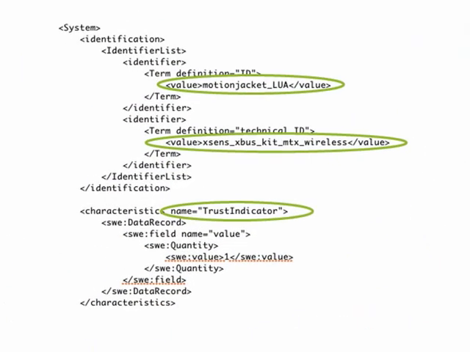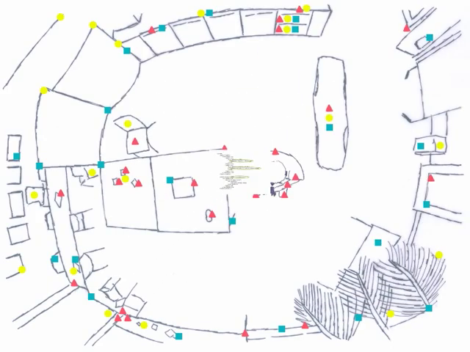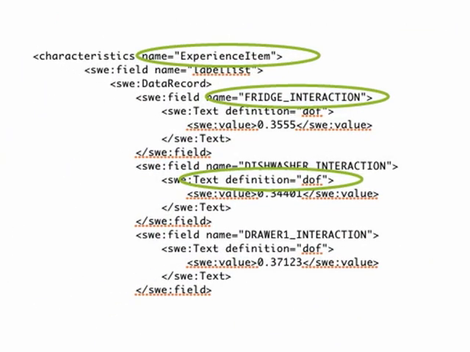As exemplarily shown with the motion jacket left upper arm X-Sense sensor, the self-description is split into a dynamic part that holds the information valid for this very sensor entity, like the sensor ID, its technical ID, and the trust indicator. Additionally, in so-called experience items, the information about the used machine learning techniques and the labels the sensor can be used for and to which extent, as indicated by the degree of fulfillment, is stored.